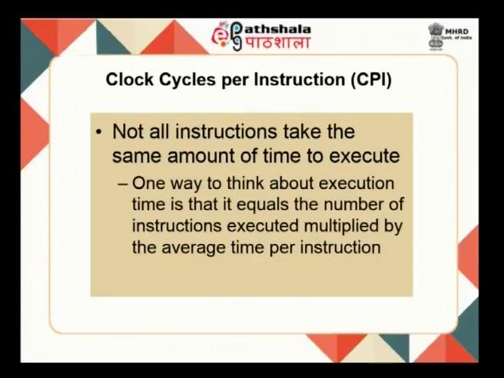Now, you have a problem here. When you have to find out the total execution time in terms of the total number of clock cycles multiplied by the clock cycle period, you have a problem of calculating the total number of clock cycles. That is because not all instructions take the same amount of time to execute. So, you will have to know the number of clock cycles that each instruction takes, and you should be able to add up all these clock cycles to find out the total number of clock cycles.